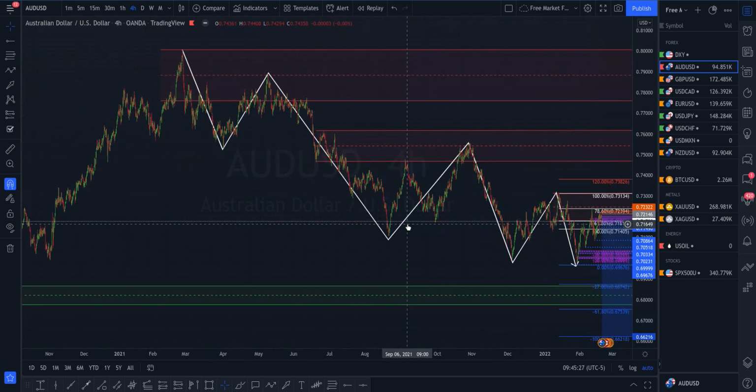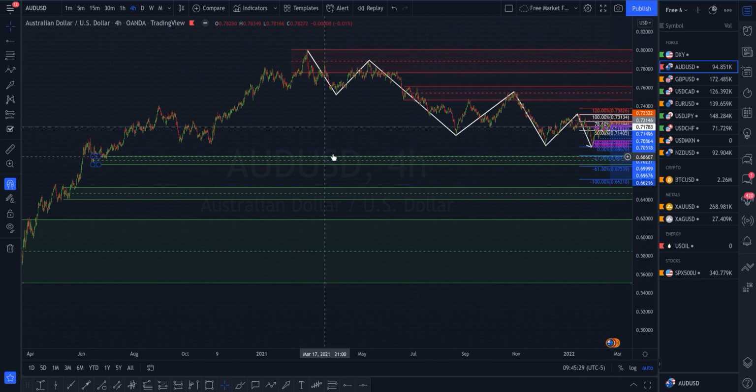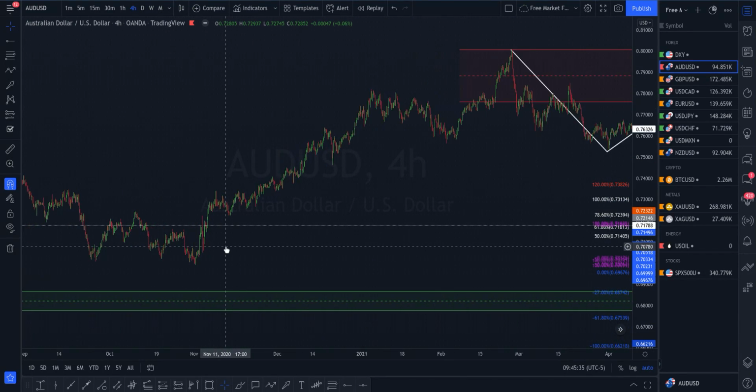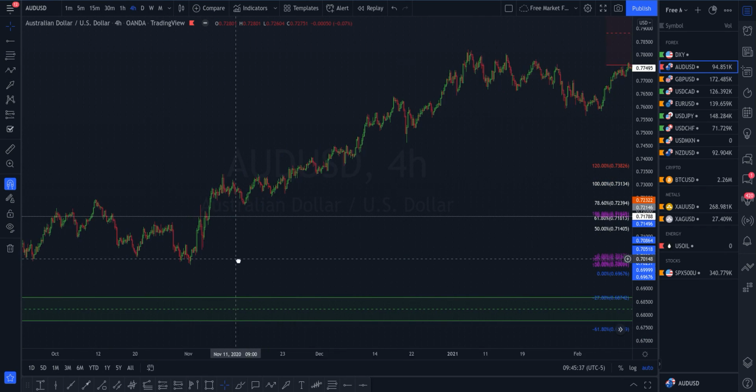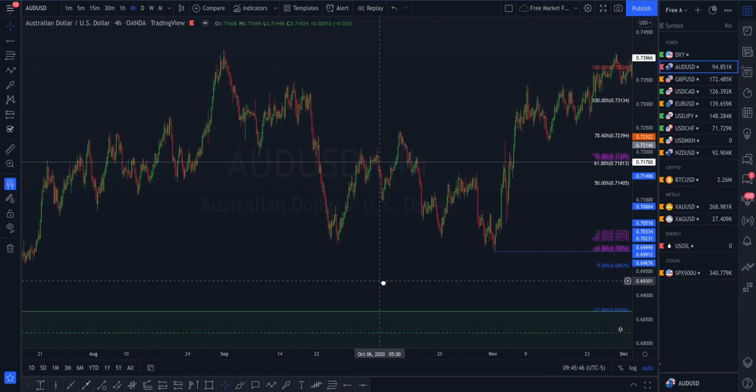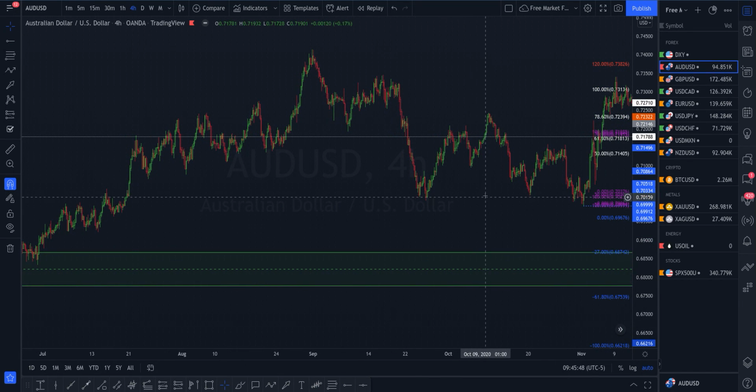We can take a look over here. Let's see our last imbalance. Let's see if we can find imbalance and partial take profits over here as well. So we can aim for that low. Where else? We can aim for this low.